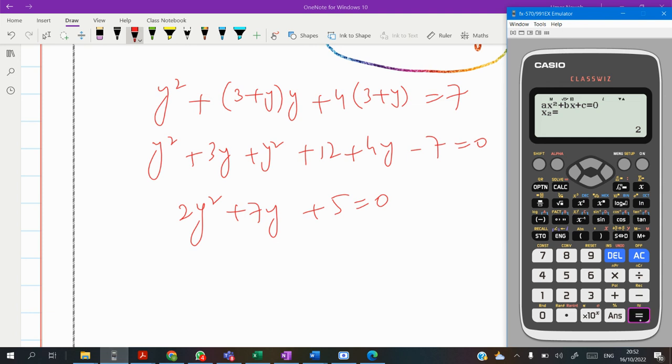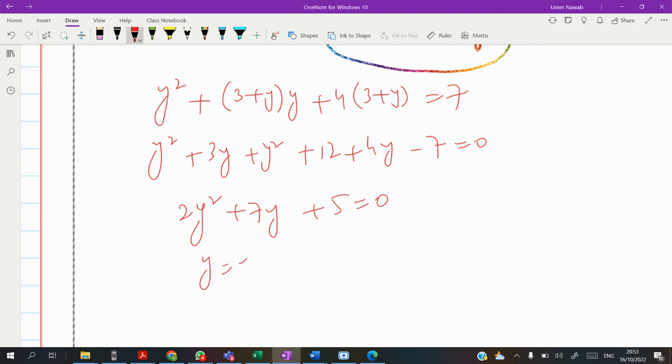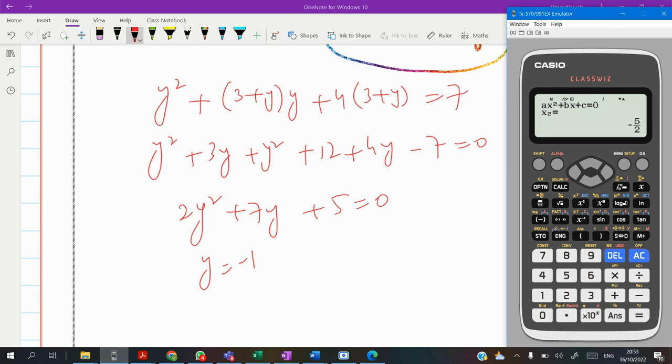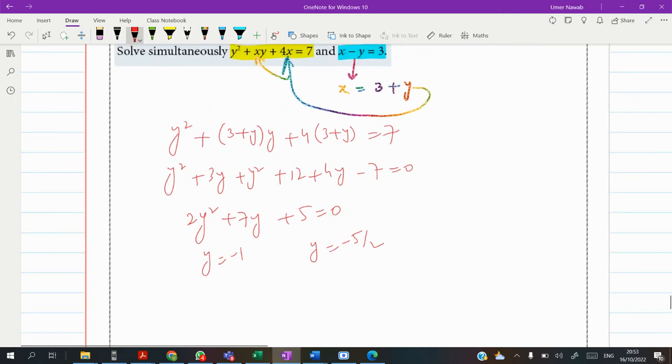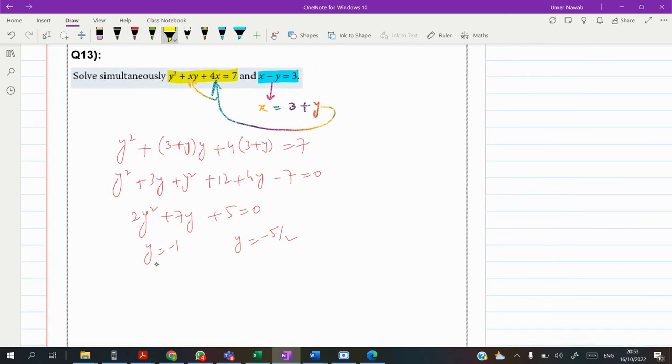Let's try to get the values of y. Enter 2, enter 7, and enter 5. It gives you y is equal to minus 1, and the second value is y is equal to negative 5 over 2. Can I plug these values here one by one?